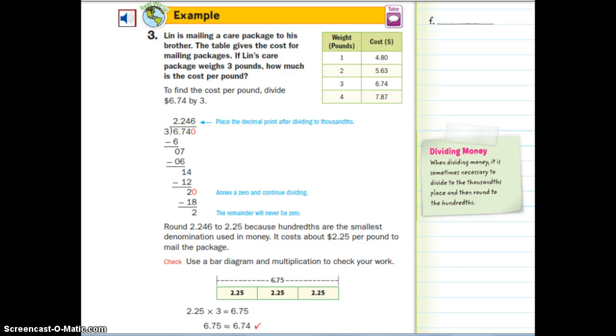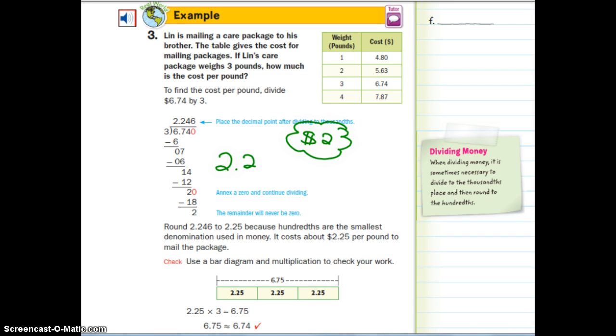So the first thing we're going to do is estimate. We're going to say it's going to be approximately $2, because 6 divided by 3 is 2. Now, when we get our answer, we get 2.246. But we know, in this case, that's not money.